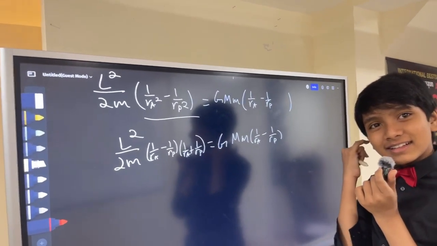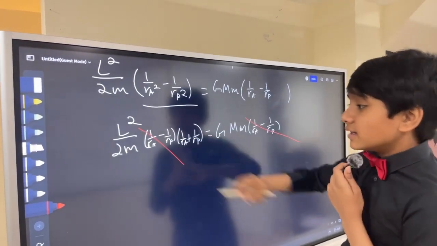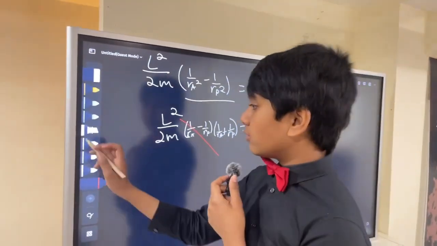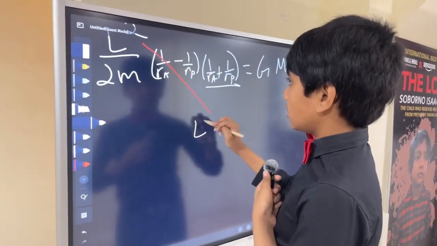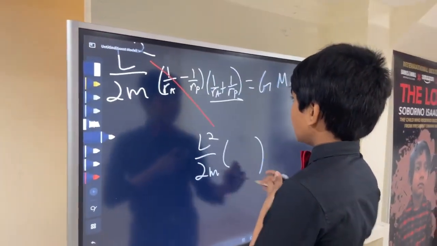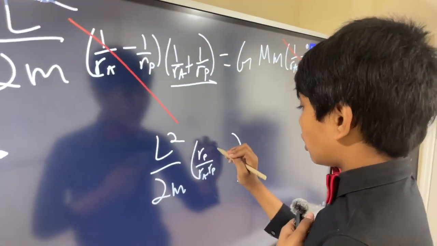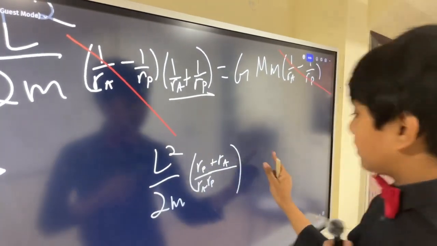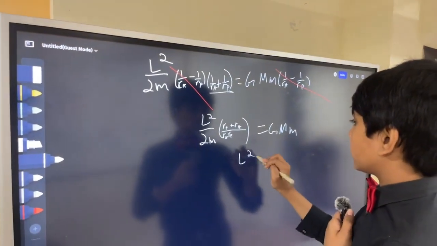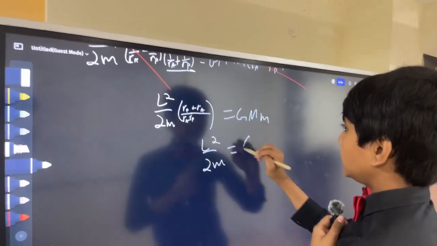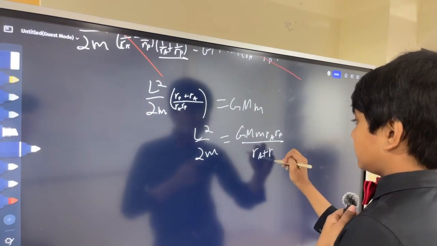Let's see whether you can cancel 1 over rA minus 1 over rP. And we can! That's the key part. And now all we have to do is make this fella into one fraction because it looks better. L squared over 2m times, and this should be pretty simple, rP over rA rP plus rA over rA rP equals GMm. In other words, L squared over 2m equals GMm rA rP over rA plus rP.